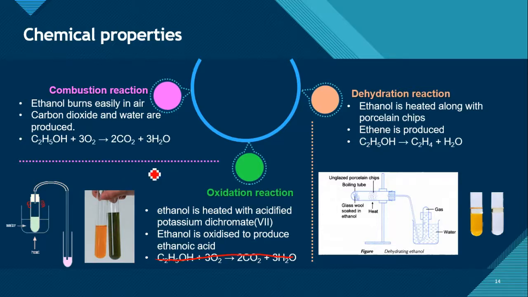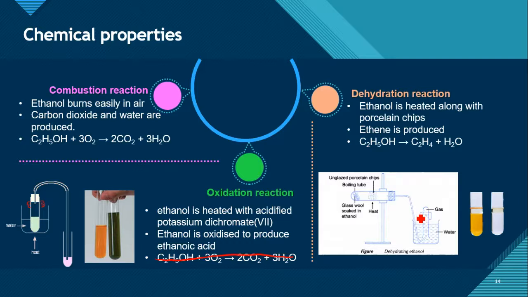So I show here this experimental setup that you can carry out in the lab. Basically, we are soaking glass wool with ethanol, and then we're going to heat the glass wool, and at the same time we're going to heat the porcelain chip. When we heat the glass wool, the ethanol will turn into vapor and then pass through the heated porcelain chip, where the dehydration reaction will take place, and then the ethene gas will be collected in the test tube over here, using the water displacement method.